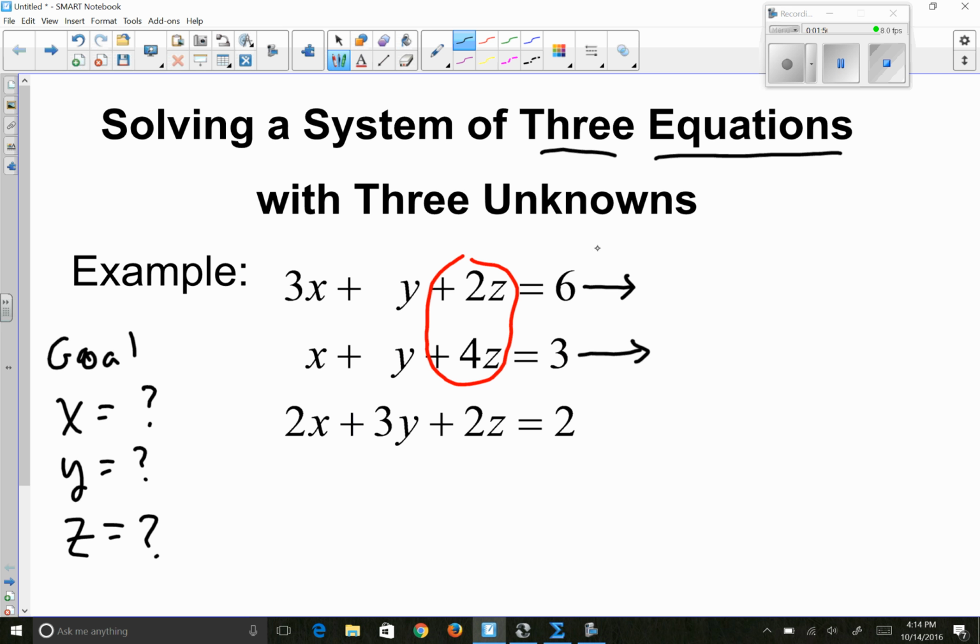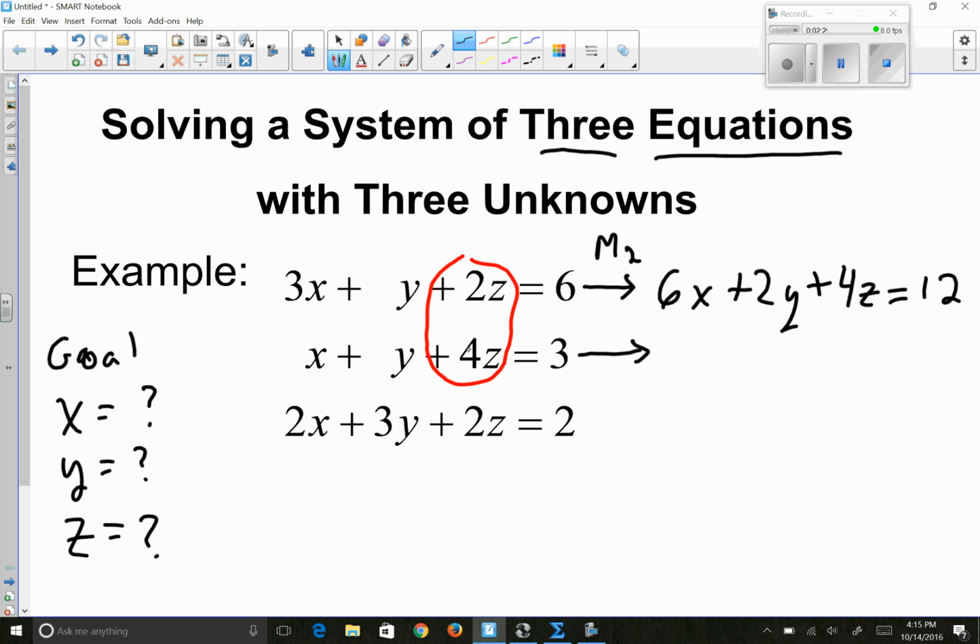Therefore, on top of this arrow, write M2. The M2 means we are going to multiply by 2. Multiply every term by 2. You'll see why in a minute. Multiply by 2. 2 times 3x is 6x. 2 times positive 1y is positive 2y. 2 times positive 2z is positive 4z. The equal sign, 2 times 6 is 12. We just had a 2z and now we have a 4z.